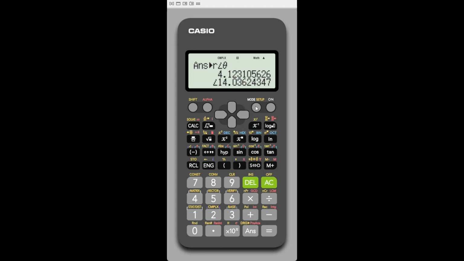The same, if I want to make it in reverse: shift 2. Now my answer is in polar form, and I want to convert it to rectangular form. So I select 4. So it goes to rectangular form. The other function is complex conjugate determination. So I select 2 again. So the complex conjugate of 4 plus 3i is equal to 4 minus 3i.